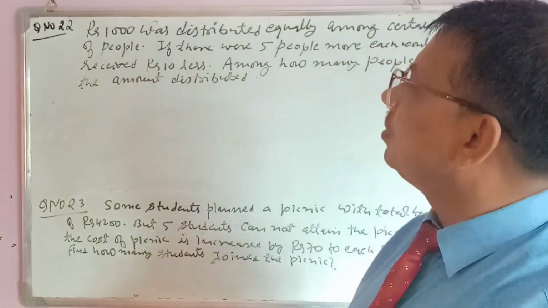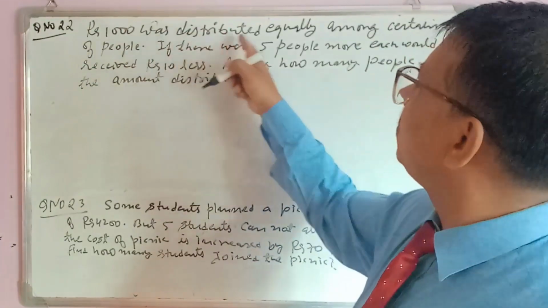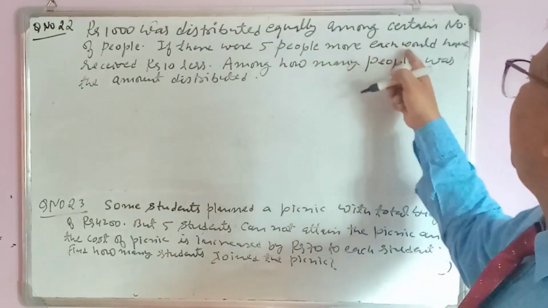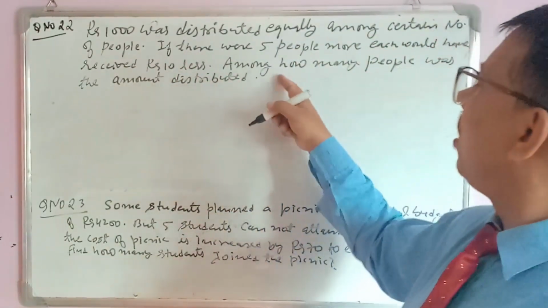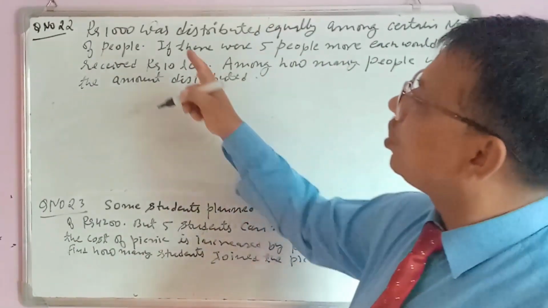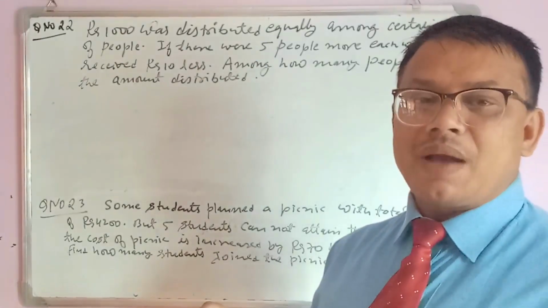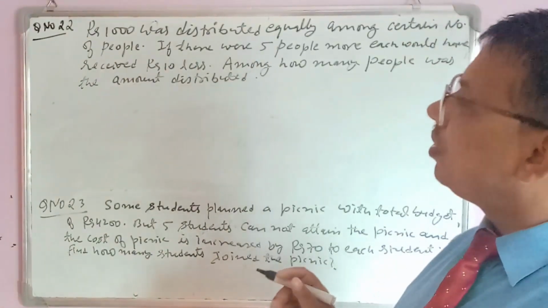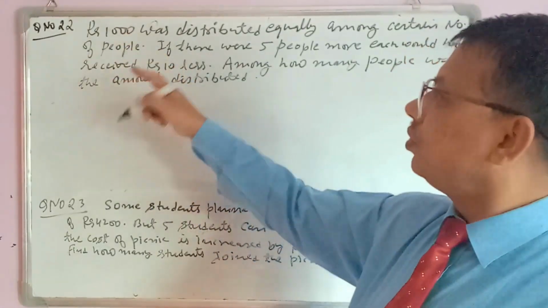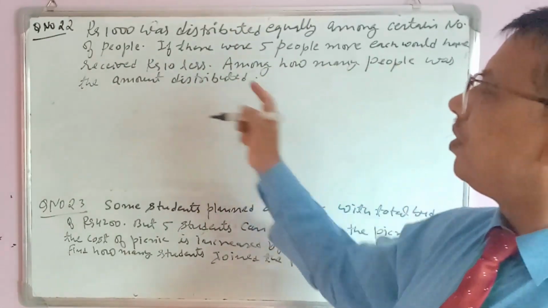Now question number 22. This is similar to question number 21. Rupees 1000 was distributed equally among a certain number of people. If there were 5 people more, each would have received rupees 10 less. Among how many people was the amount distributed? Here, the total money was 1000 rupees, given. So you have to find only one thing here: how many people the amount was distributed among, means the number of people.